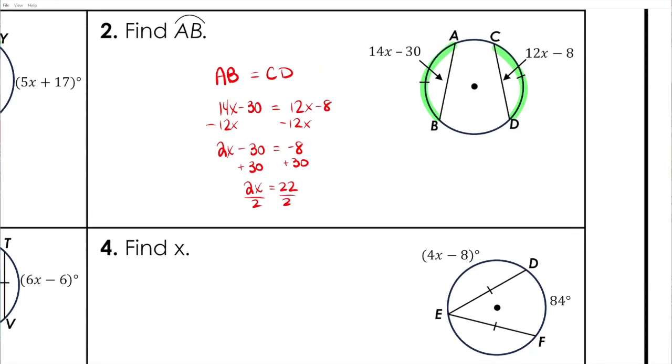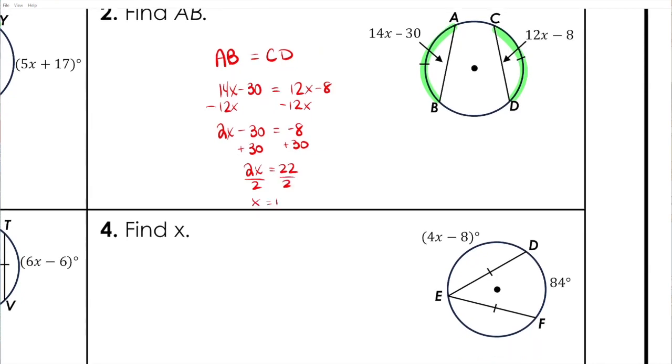So the question was, are they always congruent? If the chords are congruent, then the arcs are congruent. And then the vice versa is true. If the arcs are congruent, then the chords are congruent. But mathematically speaking, if they weren't congruent, there's really nothing we could do here. So we've got to be able to solve for something.